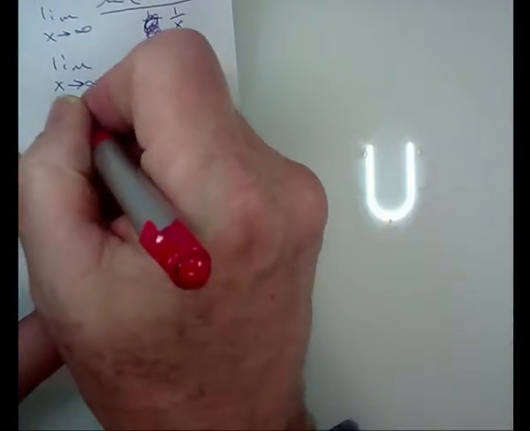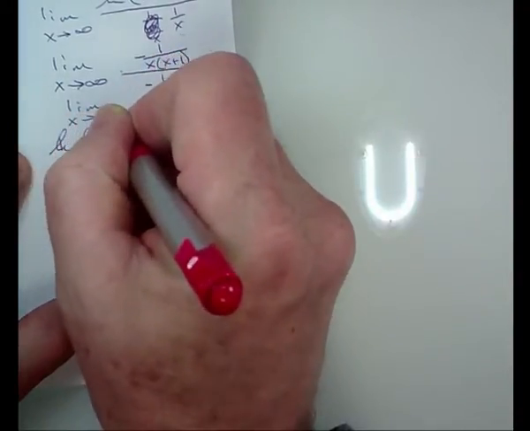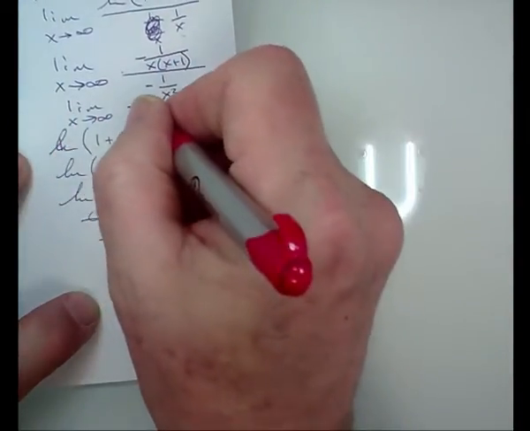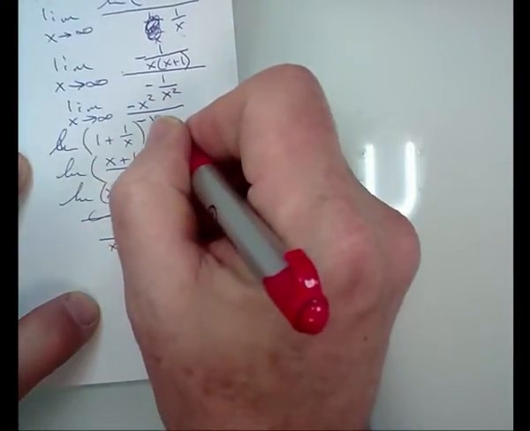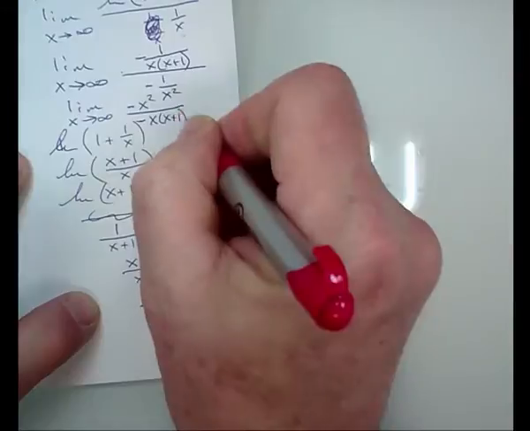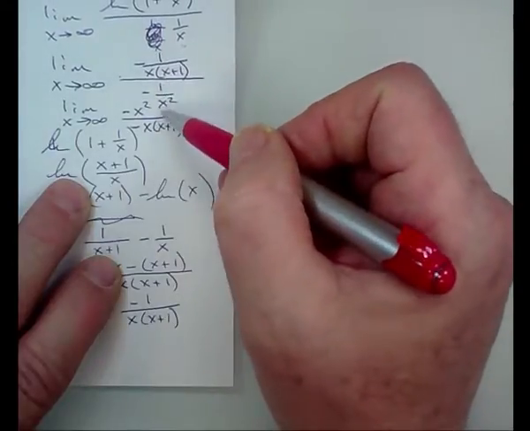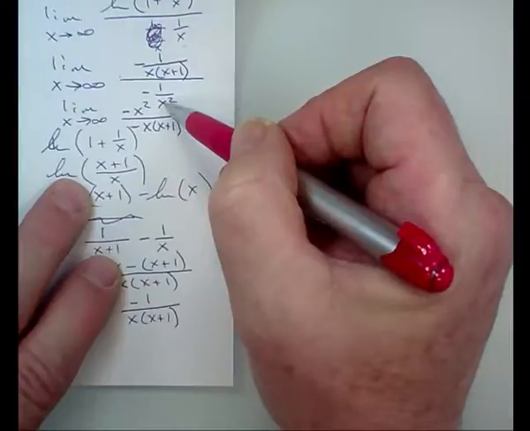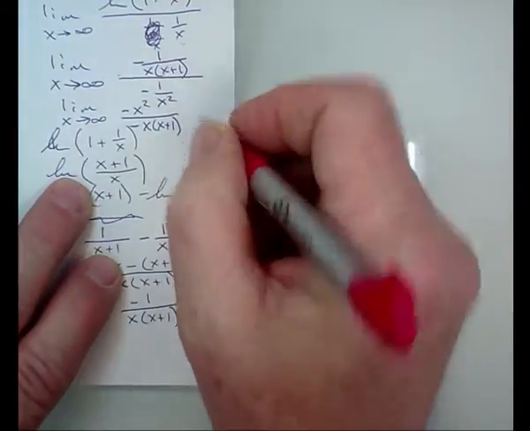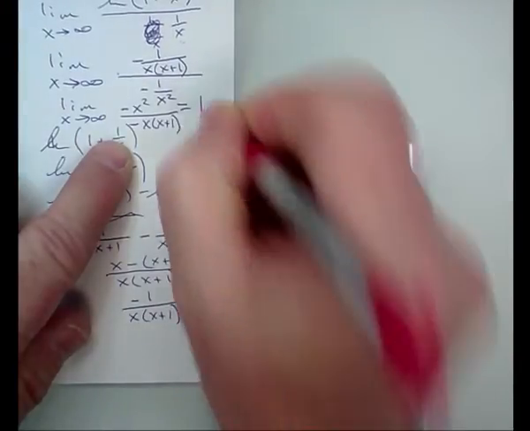So I have the limit as x approaches infinity of a negative x squared over a negative x times x plus 1. This fraction divided by this fraction is this fraction times its reciprocal. What's the limit of this? I can read lips.